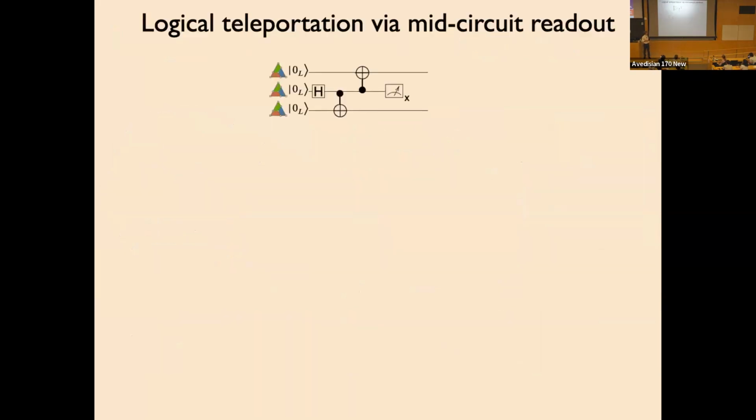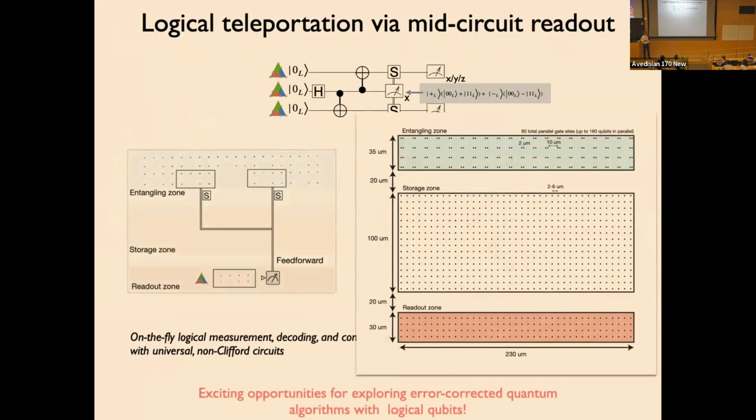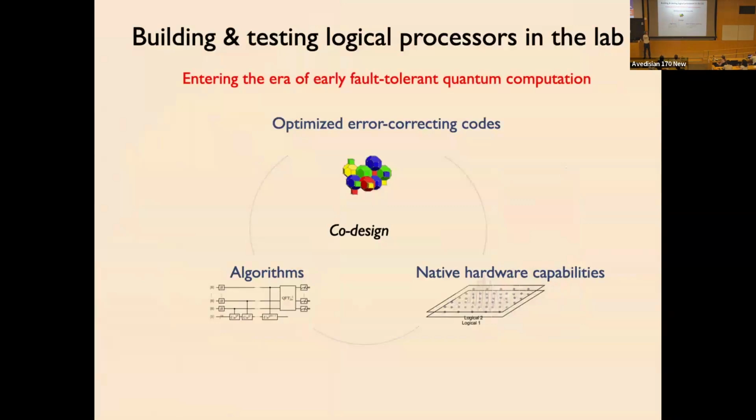We've also done some work involving logical qubit teleportation, but maybe I will skip this because I want to finish and leave a little time for discussion. So basically, what these examples show is that we are now entering this era of early fault-tolerant quantum computing, where we can really start building and testing logical processes in the lab. And in our view, a very important feature which will be driving this era is the idea of co-design. Let me explain what it is.